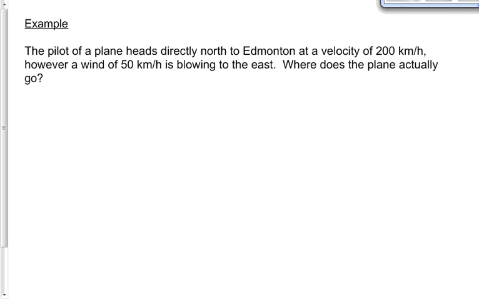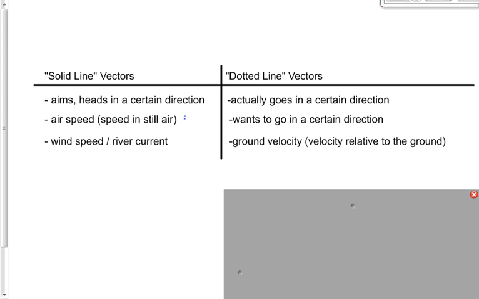So let's do an example here. This question says the pilot of a plane heads directly north to Edmonton at a velocity of 200 kilometers per hour. However, there's a wind of 50 kilometers per hour to the east blowing. Where does the plane actually end up going? Well, remember, not so much the specific examples of solid and dotted line vectors, but fundamentally, what is a solid line vector? What is a dotted line vector? Solid line, remember, contributes to where we actually go. Dotted line vectors are where I actually go.